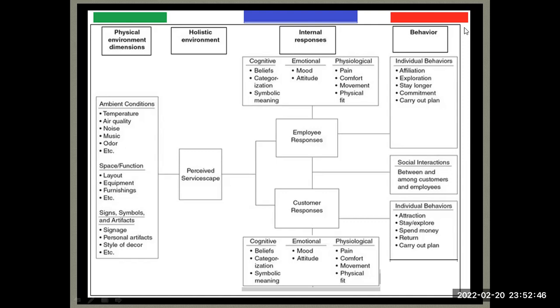Okay, so this is a simple theory where we have stimuli, we have organism, and we have responses. So stimuli here is also called the physical environment dimensions or environmental factors. The physical environmental dimensions or stimuli are divided into three groups.